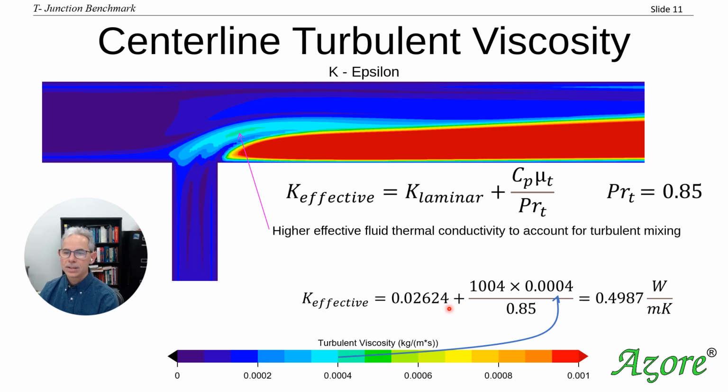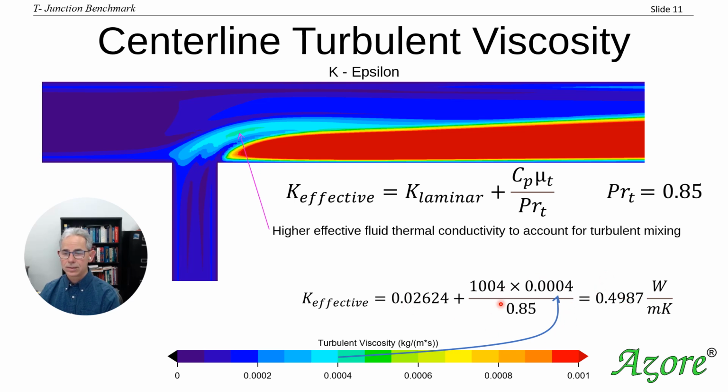But I thought maybe it'd be interesting to go through a sample set of calculations. So if we look right over here at this color, we can go down to our color bar and pick a value out here. So we'll pick this value, we'll put it in here. So that's our turbulent viscosity. Then we'll multiply it by our specific heat and divide it by the turbulent Prandtl number. And then we add it with our laminar thermal conductivity right here, and we get a value of right around 0.5. And you'll notice that that is much, much larger than the laminar thermal conductivity, almost 20 times more.